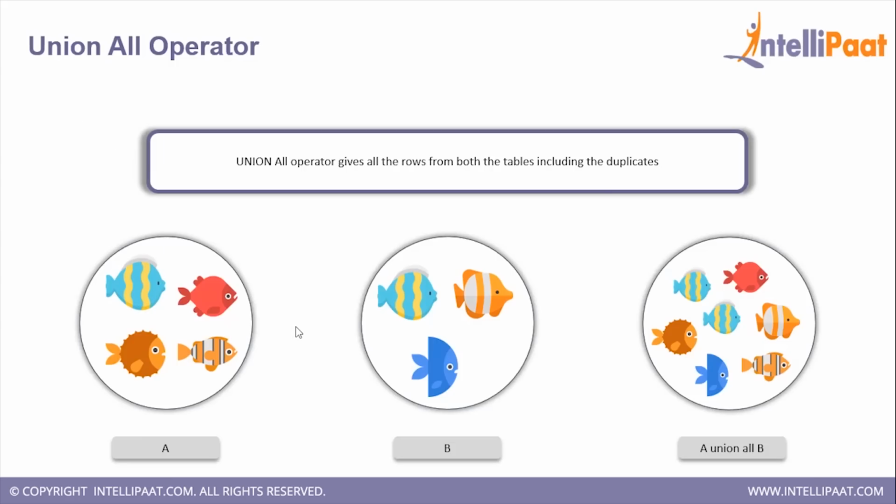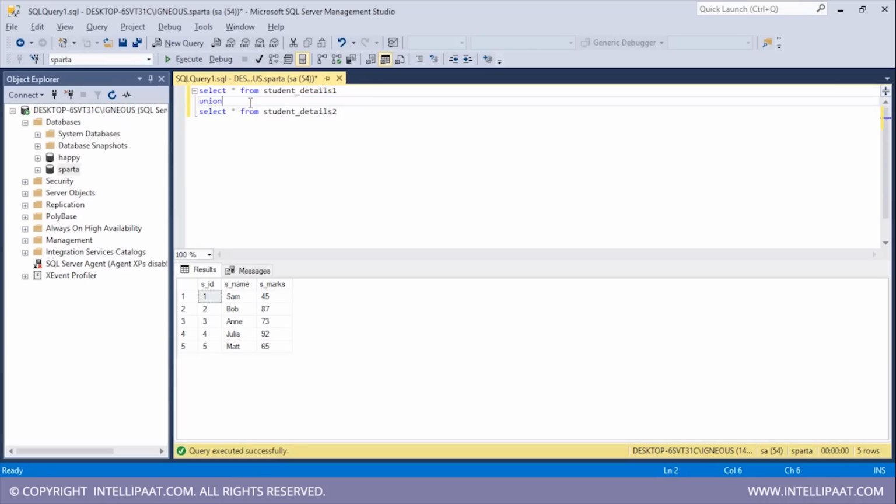Then we have the union all operator. The union all operator gives all the rows from both the tables, including the duplicates as well. So here, since the blue fish is present in both the tables A and B, the final result of A union all B will also have the duplicate value. So now let me just add the all keyword over here. So I am using the union all operator between these two tables. Now I'll hit execute. So we see that we also have the duplicate values.